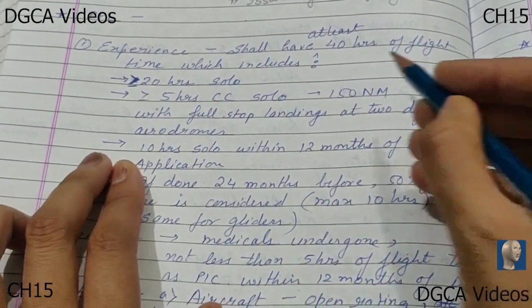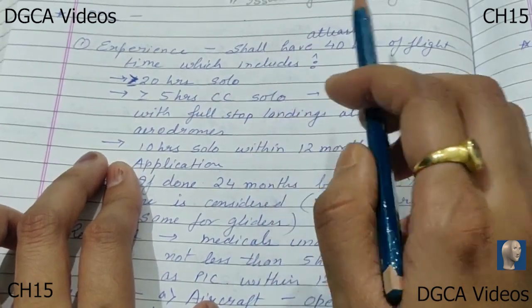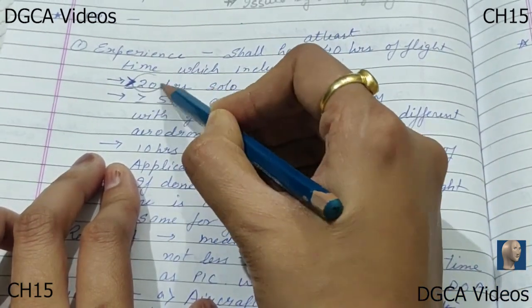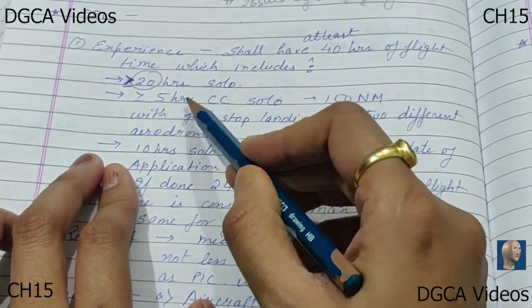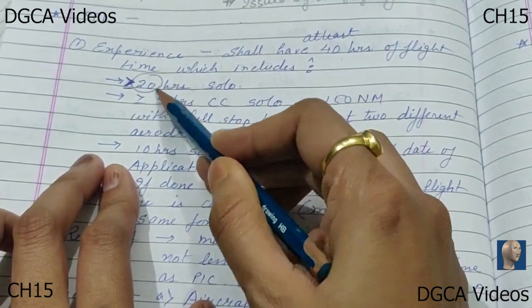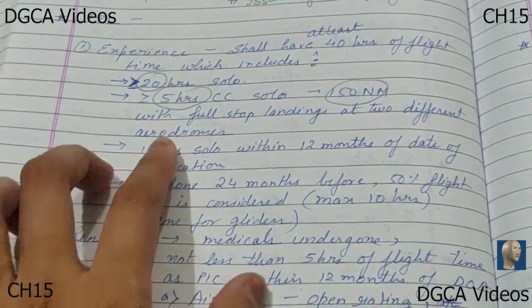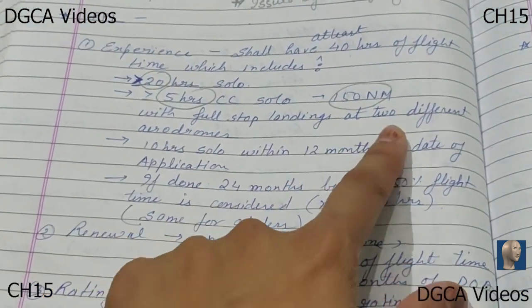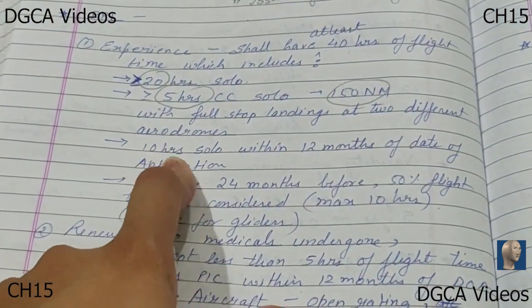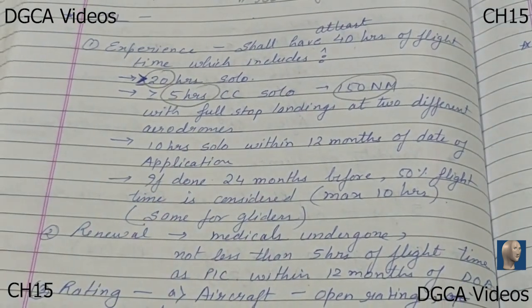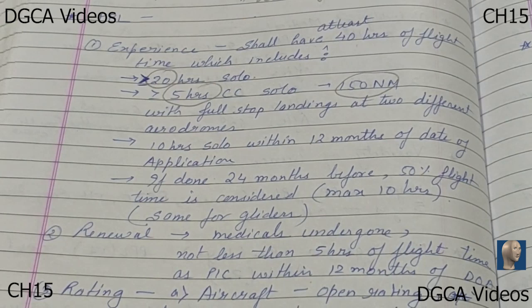Okay, this is important. You should remember that for a private pilot license, 20 hours should be the solo, 5 hours of cross-country flying, and 150 nautical miles should be the range, with full stop landings at 2 different aerodromes. Then 10 hours of solo flying should be done within 12 months of the date of application of the license.